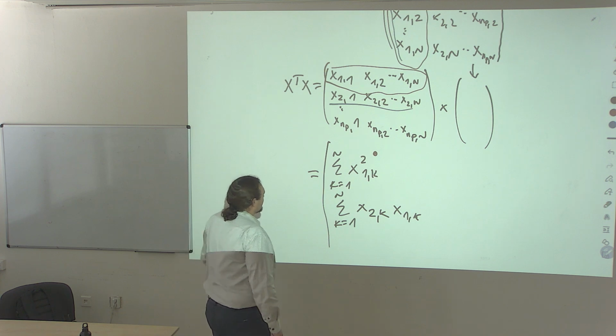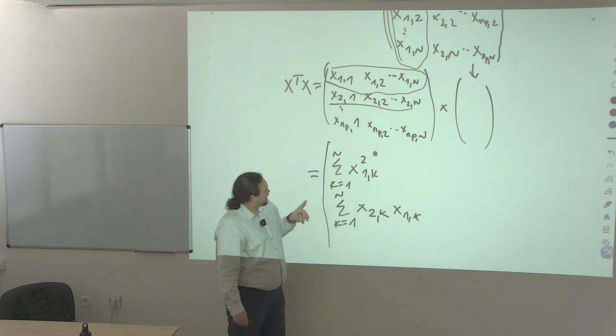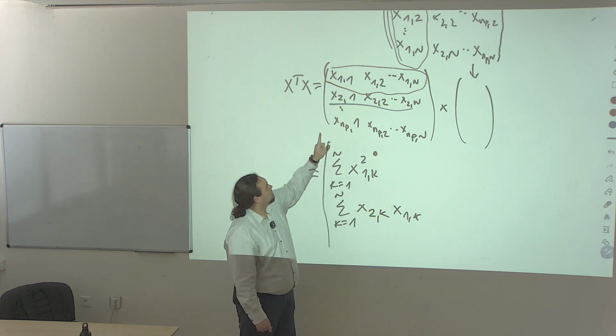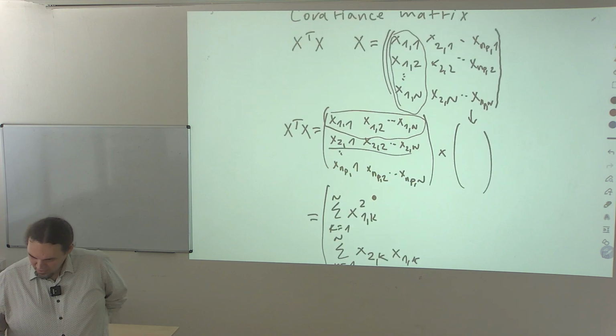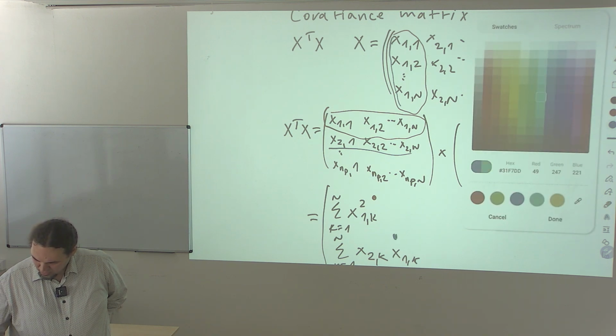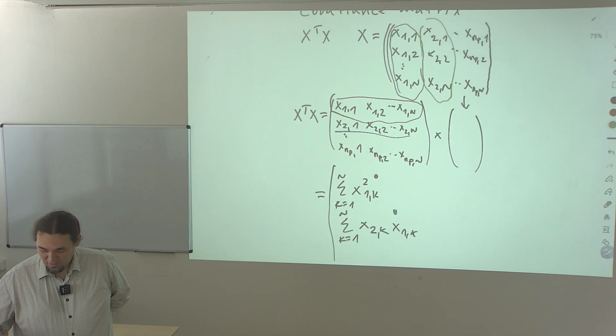Which one next? Let's try to do this one here. So the first row, second column. First row, still the red guy, and the second column. This is the blue dot. It's gonna be the same, but other indexes are gonna be switched.